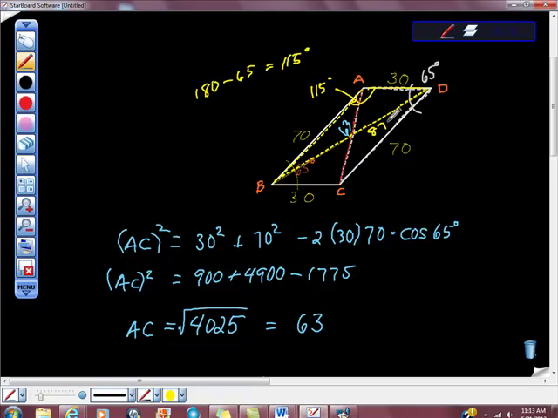All right? So I hope this was helpful, just the application of law of cosines. And remember, you've got to memorize this law.